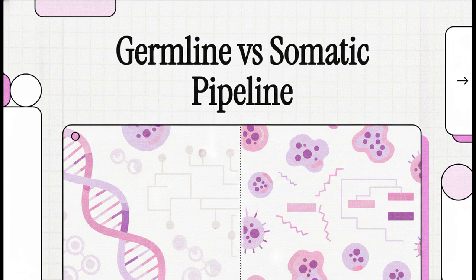Today, we're popping the hood on bioinformatics to look at something absolutely fundamental: the core differences between germline and somatic data analysis pipelines. If you've ever found yourself wondering exactly how raw genomic data gets translated into a life-saving clinical report, well, you are in the perfect place. So, let's dive right in.